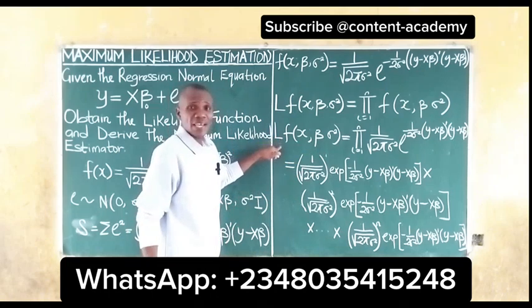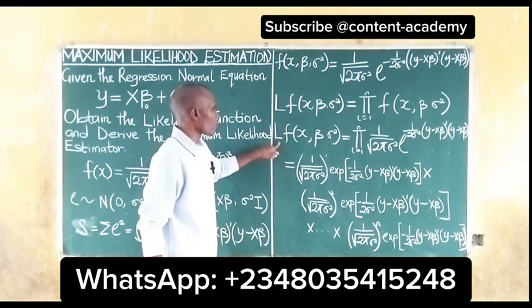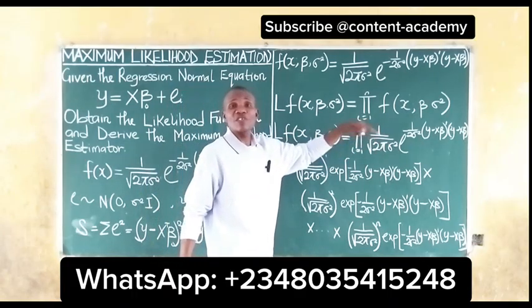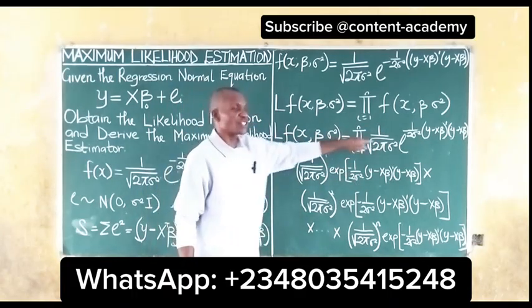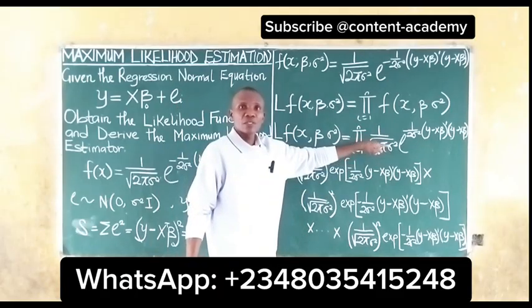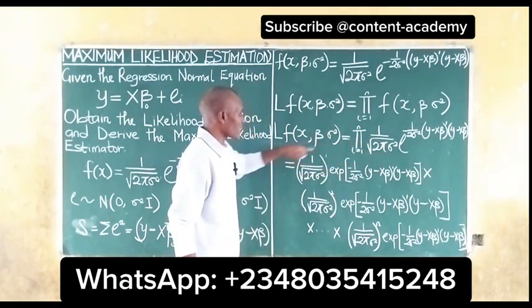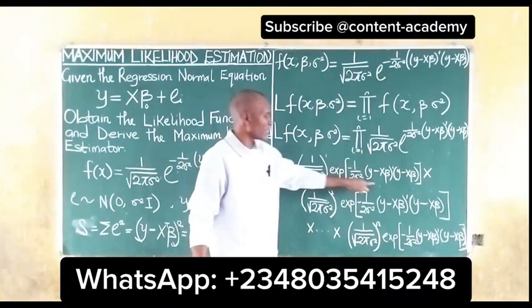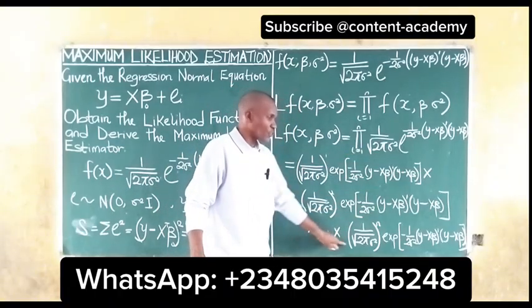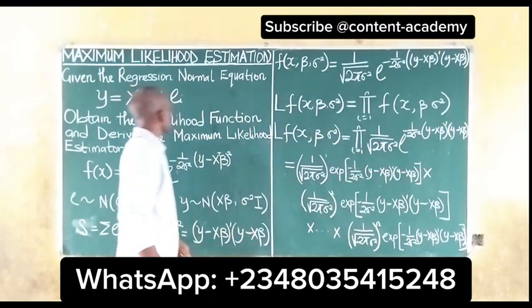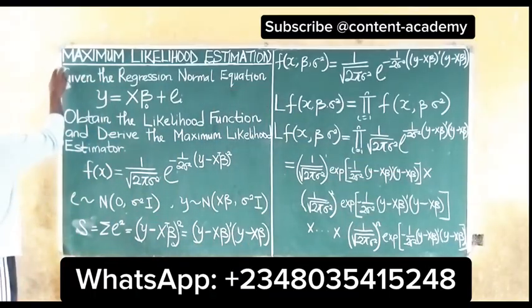Now, how do we write our likelihood function? We said the likelihood function is the product sum of the given distribution. Now, this is the regression normal distribution. We are taking the product sum. We have multiplied it, and it continues like this to the end. So we'll move over to this side of the board.